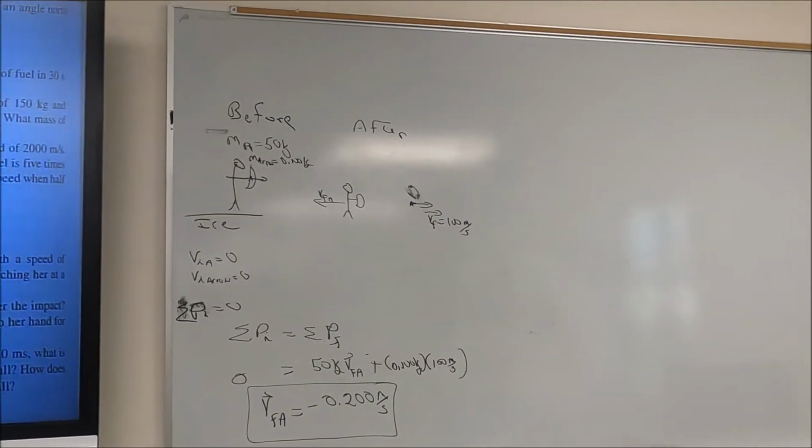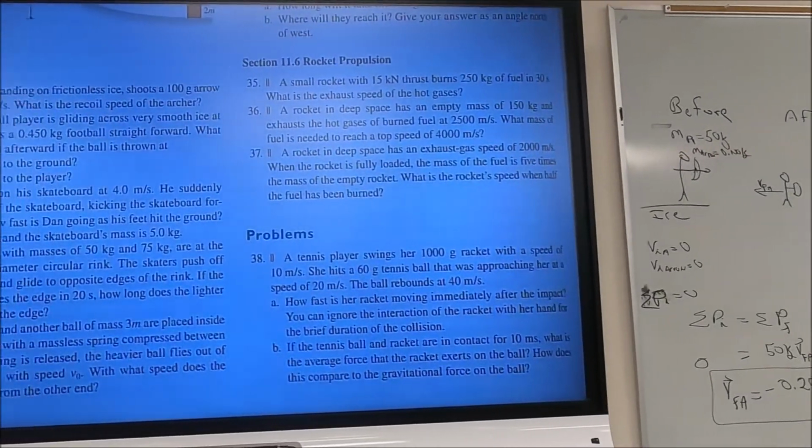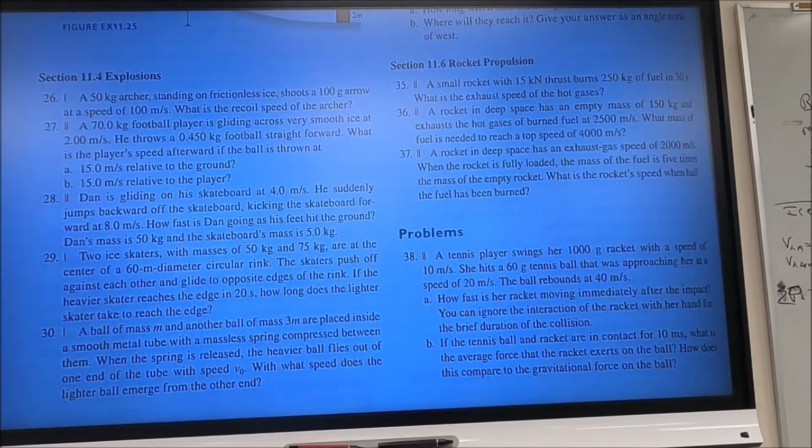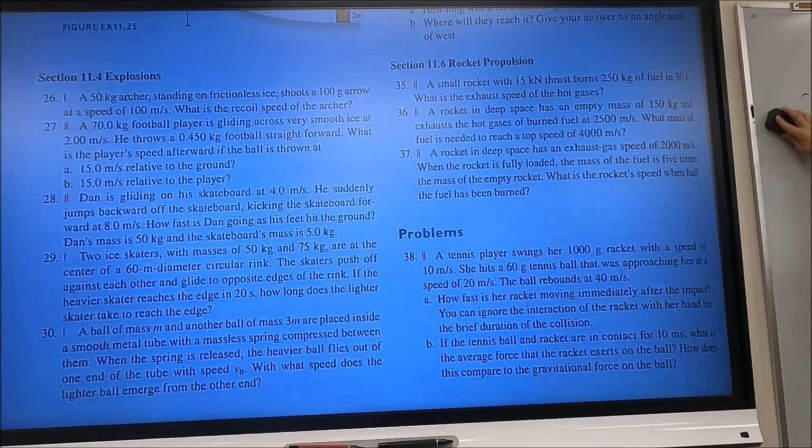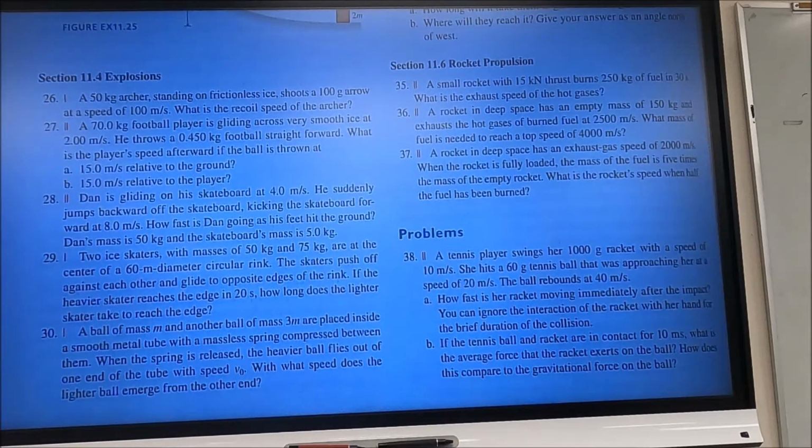Now, if we read problem 28, it says Dan is gliding on his skateboard at 4 meters per second. He suddenly jumps backward off the skateboard, kicking the skateboard, and the skateboard's forward speed is 8 meters per second. How fast is Dan going after his feet hit the ground? Dan's mass is 50 kilograms. The skateboard's mass is 5.